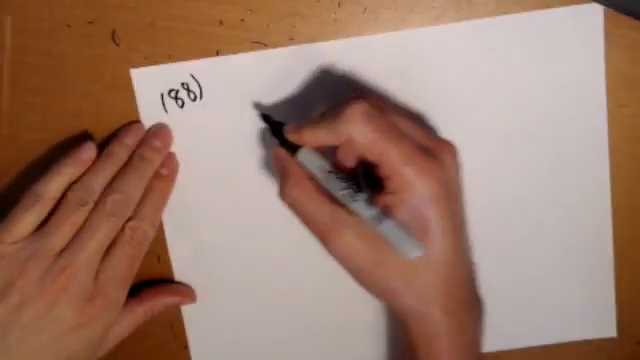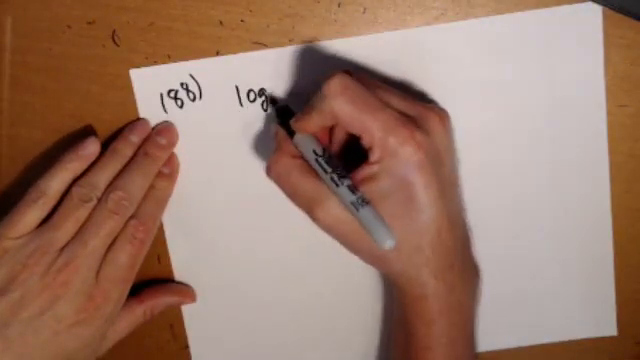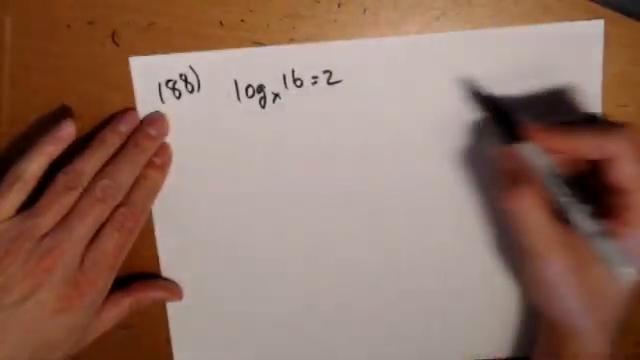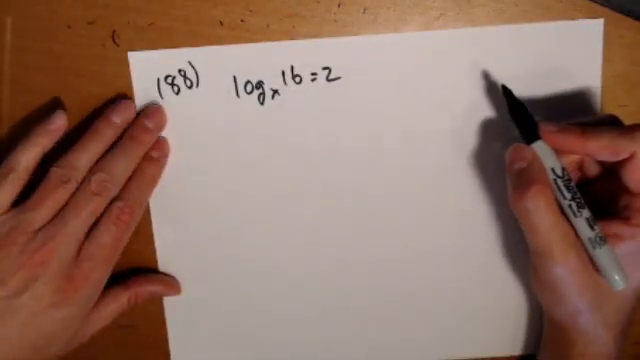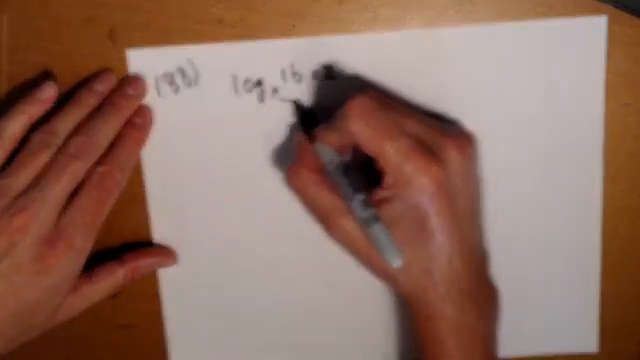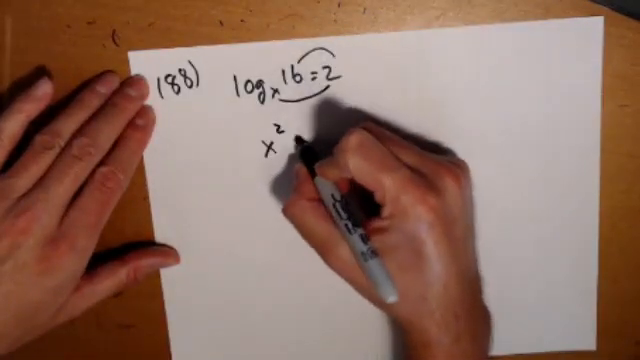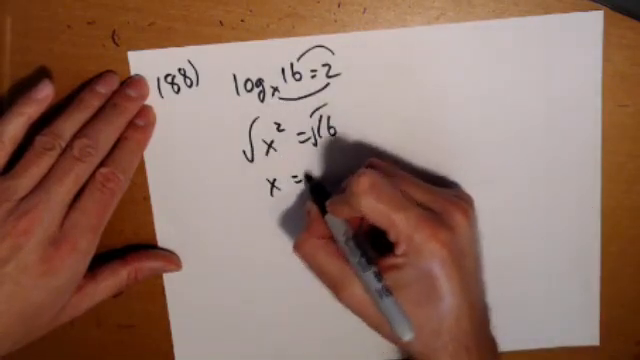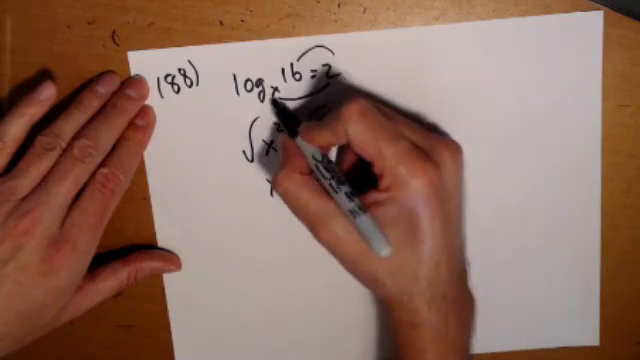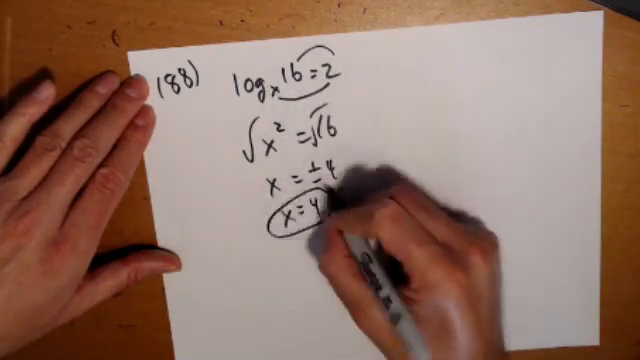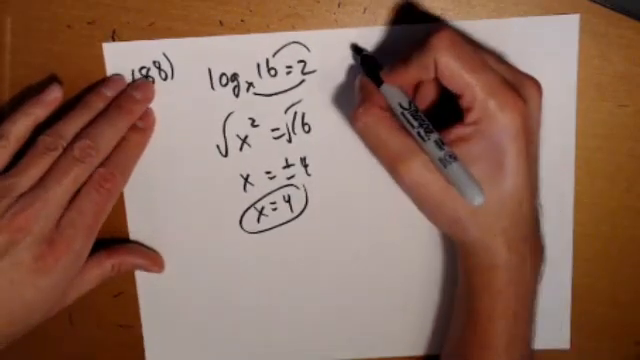188. So basically, they'll give you something. It says A, I'm going to use x. They're going to give you a problem in logarithmic notation, and generally speaking, what we do is we just rewrite it into exponential notation that we're familiar with. x squared is 16. Square root both sides. x equals plus or minus 4. You can't have a negative base, so x is just 4. Okay, not bad.